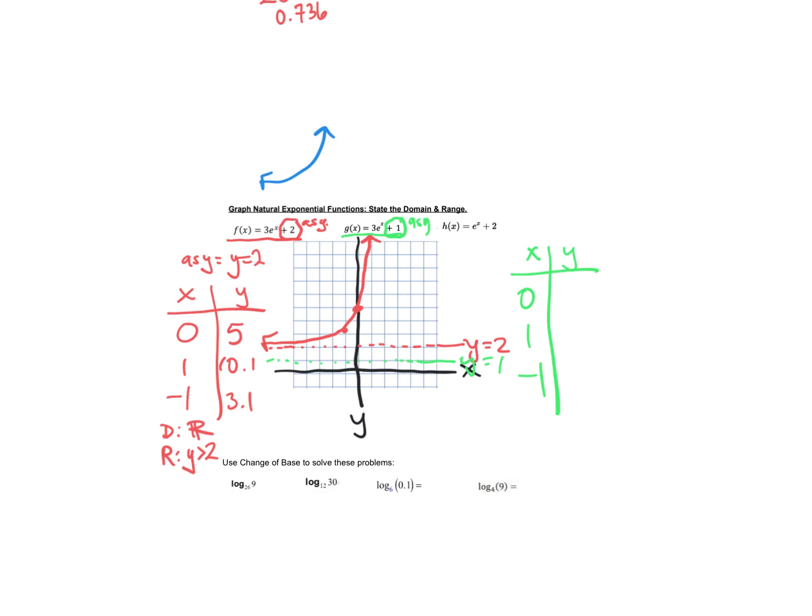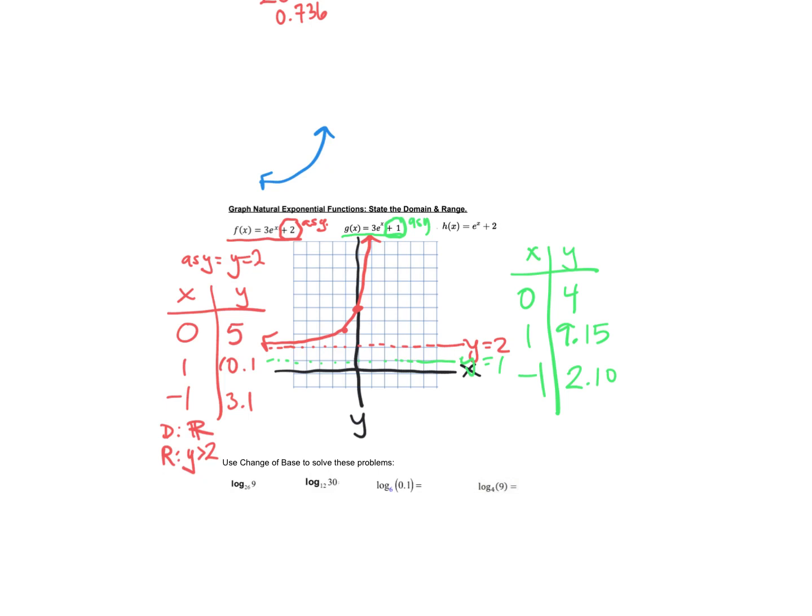So 3e to the 0 power is just 3 plus 1 is 4. 3e to the first power, e again to the first power, second ln to the first power is just 2.7-ish. So 3 times that plus 1 equals 9.15. And then we plug in a -1, 3e to the negative first power plus 1, looks like it equals 2.10. Let's graph those guys.